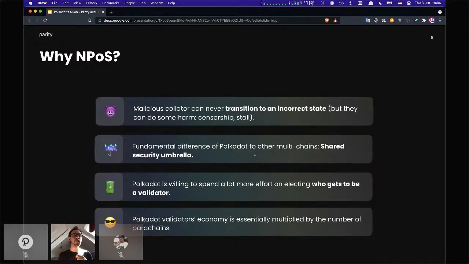And this just makes everything significantly different. When you want to send a message from one parachain to another one, you need to look into the security model of the other parachain: how many validators does it have, how much stake do they have behind them, how does it work? Whereas with Polkadot, it's a shared security.